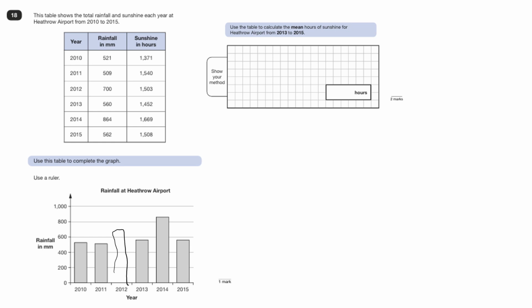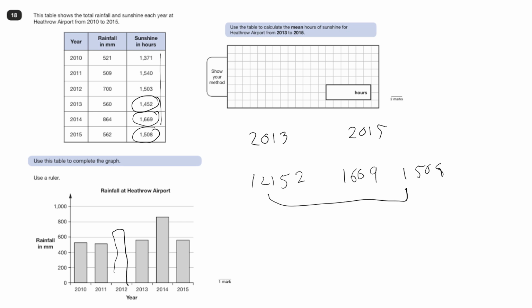Use the table to calculate the mean hours of sunshine for Heathrow Airport from 2013 to 2015. The mean works like this. Mean hours of sunshine. So that's this information in this chart here. So we need this number, we need that number, and we need that number. So we take these 3 numbers, this one as well, and this one. We add them all up and we divide it by how many numbers we have.